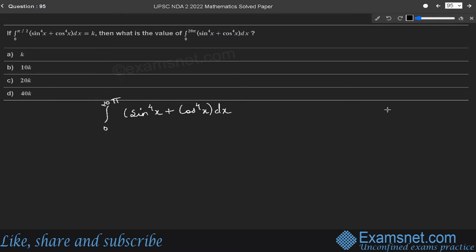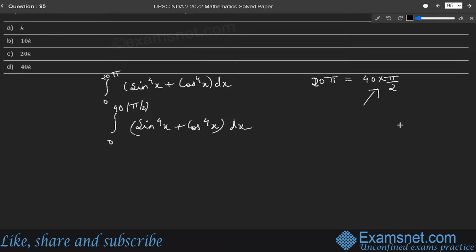There is a concept that, see, the upper limit is 20 pi, and 20 pi can be written as 40 into pi by 2. Now you are thinking how this trick will come into mind. From here the trick will come, because here the limit is 0 to pi by 2. So from here we think that 20 pi can be written as 40 into pi by 2. So it will be the integral from 0 to 40 into pi by 2 of sin 4x plus cos 4x dx.